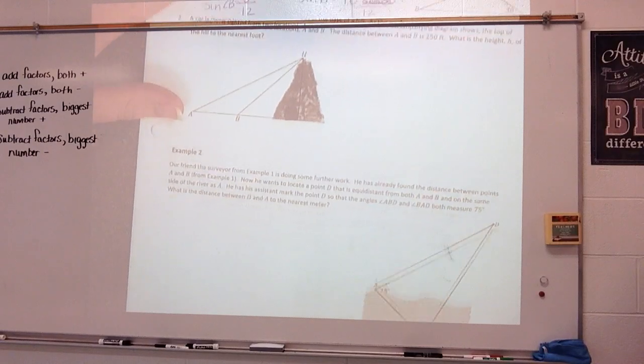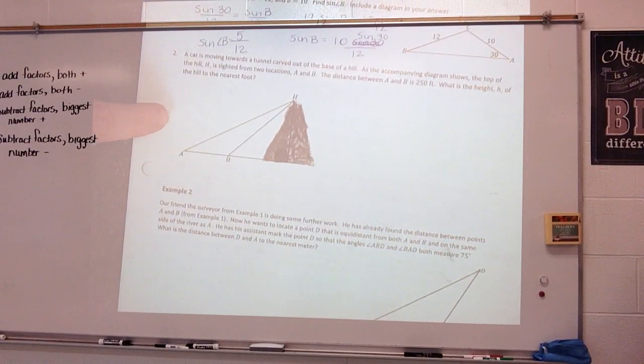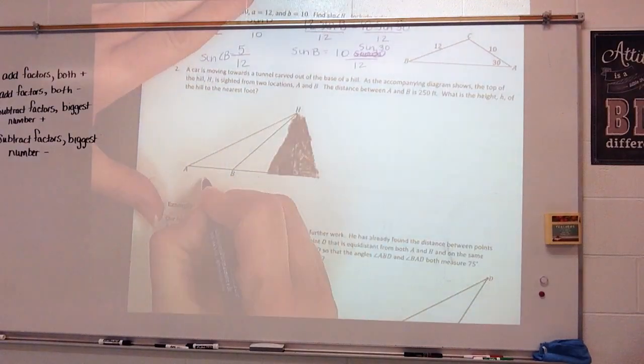Okay, so let's look at this one. Let's go ahead and label everything that we know. Alright, so it tells me that the distance between A and B is 250 feet.